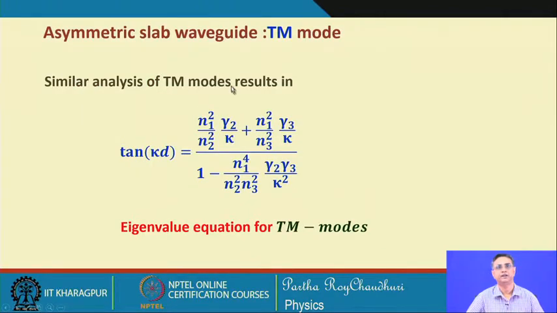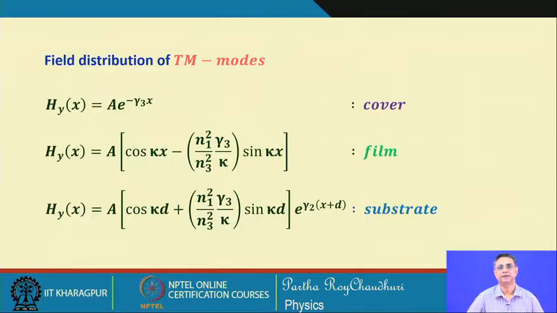For TM mode analysis, we can carry out the same way, and for the HY field you will get this equation, which will again be attached with n1 square by n2 square. But this is the general form of the TM mode for asymmetric waveguides with three layers, and gamma 2 and gamma 3 will represent the bottom layer and the top layer for the cladding region.